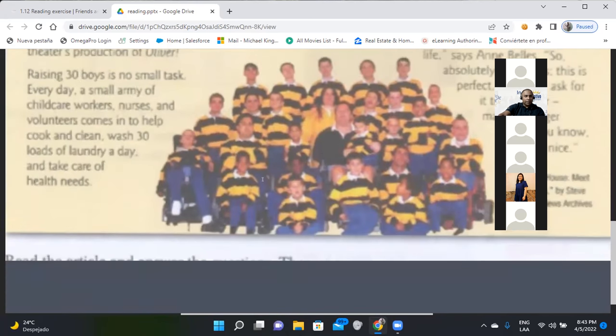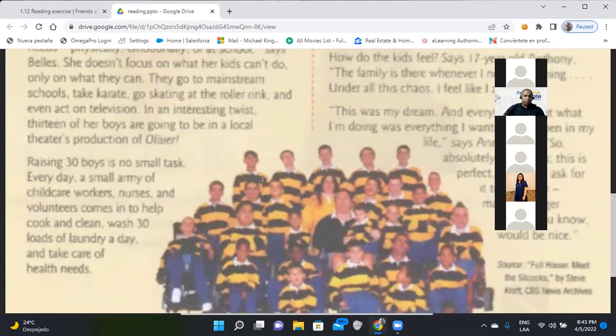Of Oliver, excellent. Thank you, Roxana. Let me have one more volunteer read the next section. Go ahead, Mirna.